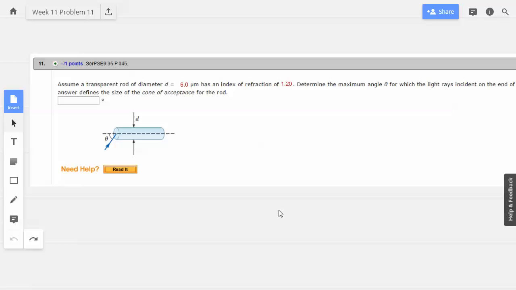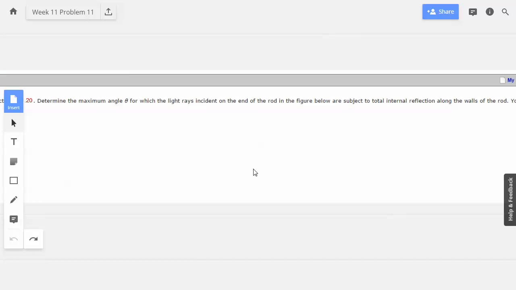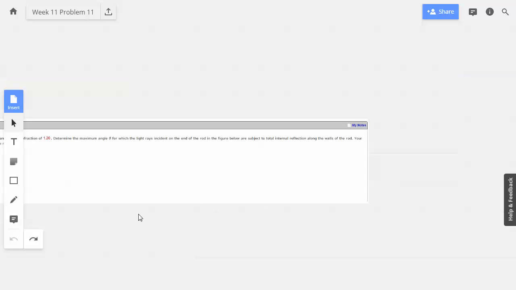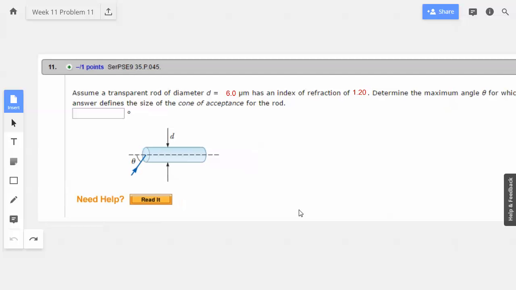Week 11, problem 11. Assume a transparent rod of diameter d equals 6 micrometers has an index of refraction of 1.2. Determine the maximum angle theta for which the light rays incident on the rod at the end of the rod in the figure below are subject to total internal reflection along the walls of the rod. Your answer defines the size of the cone of acceptance for the rod.